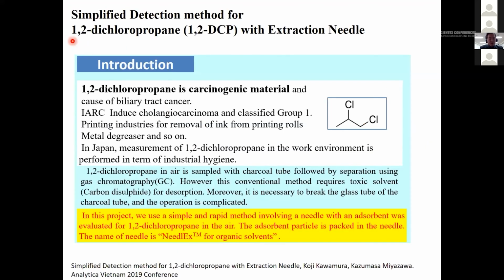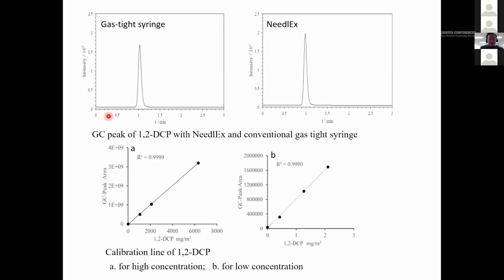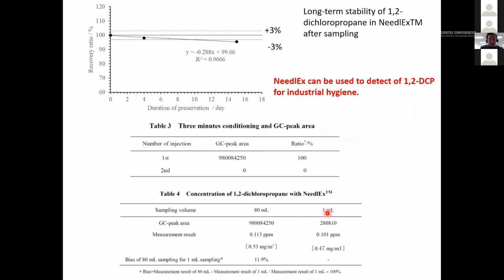We also tested 1,2-dichloropropane. 1,2-dichloropropane is a carcinogenic material and a cause of urinary tract cancer. And this is the result of the gas tight syringe and Needle X. Both are almost the same. And these are calibration lines for dichloropropane for lower and higher concentrations. From this result, we believe Needle X can detect 1,2-dichloropropane.